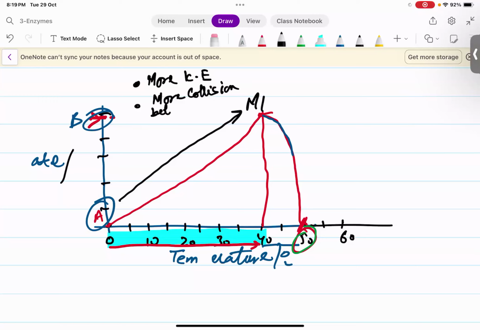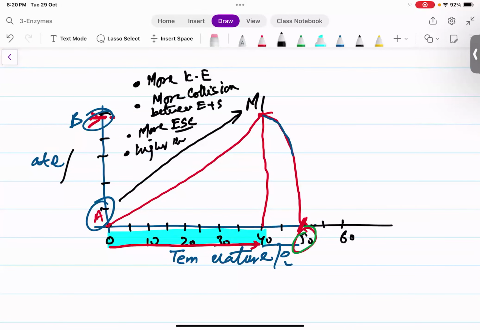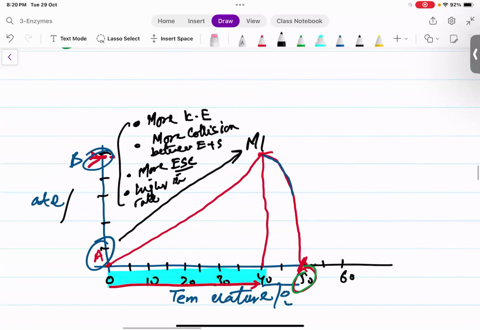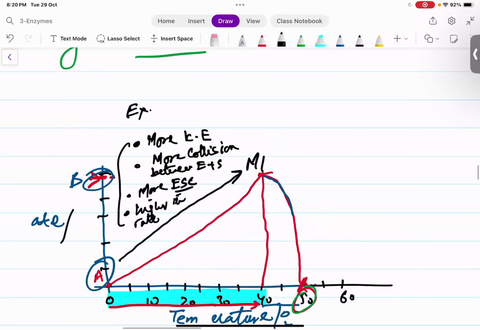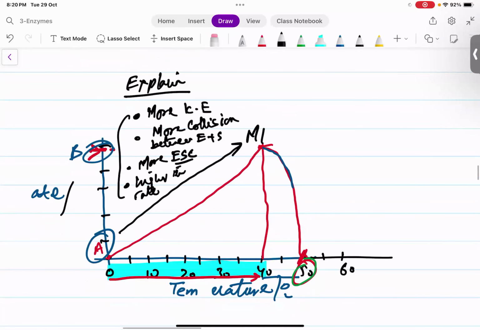or more collision between enzyme plus substrate, and so consequently more enzyme substrate complexes will be formed, and higher the rate. Okay, higher the rate. So that's how you should have these 4 points to explain why the rate increases if you increase the temperature. Okay, at this temperature 40 degrees Celsius, which is an optimum temperature.